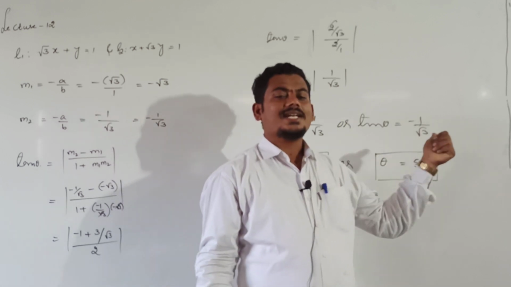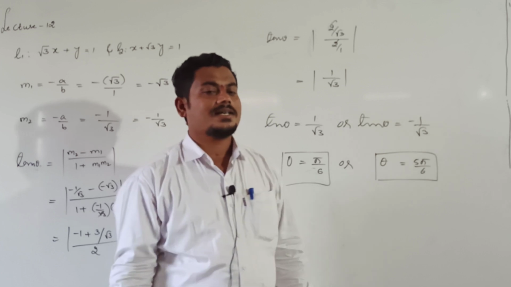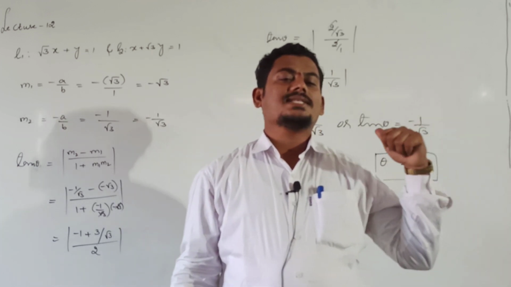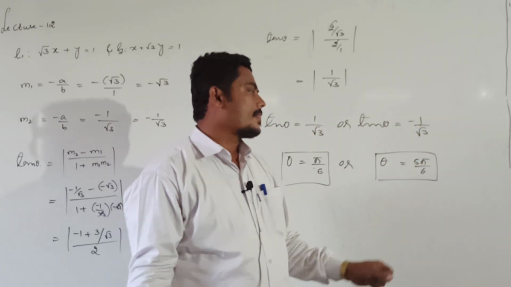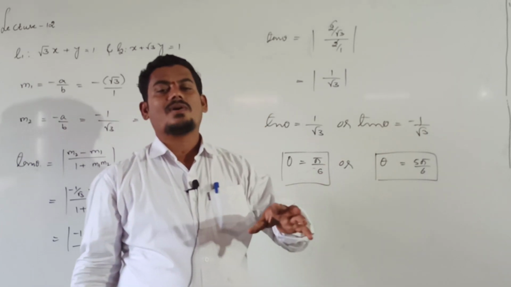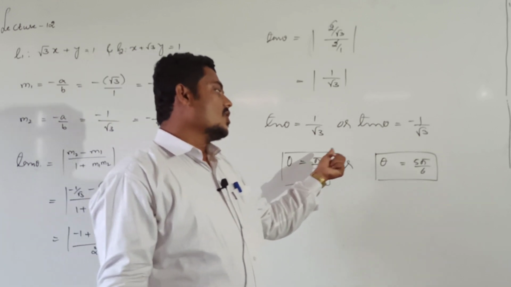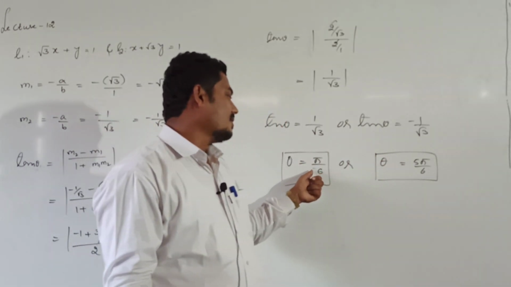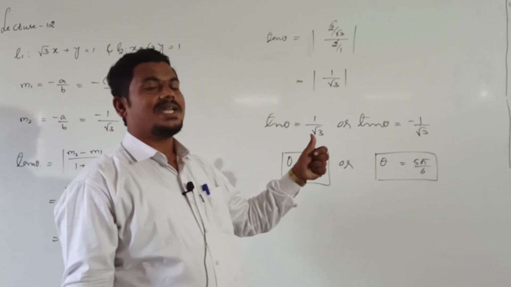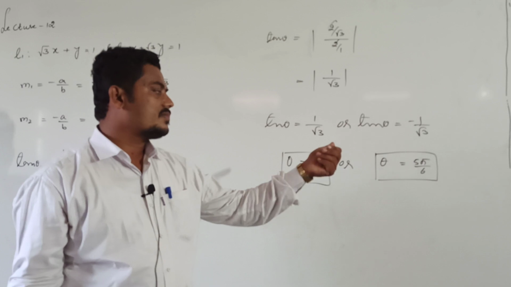when tan theta value is negative, either theta is in second quadrant or fourth quadrant, but angle between two lines never exceed 180 degree, right? Means second quadrant angle. When a theta value second quadrant means 180 minus theta. Already you have theta value 180 minus theta. 180 minus theta means 180 minus 30, that is 150. 150 means 5 pi by 6.